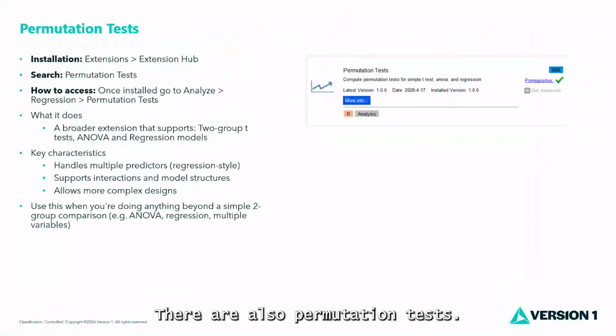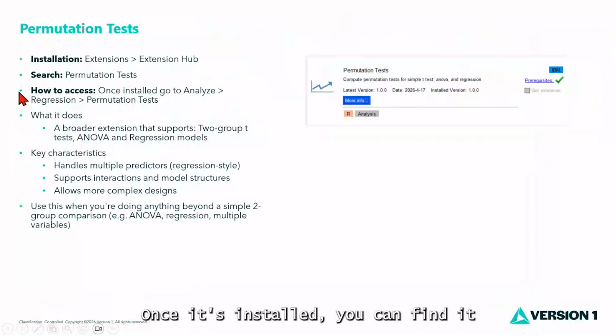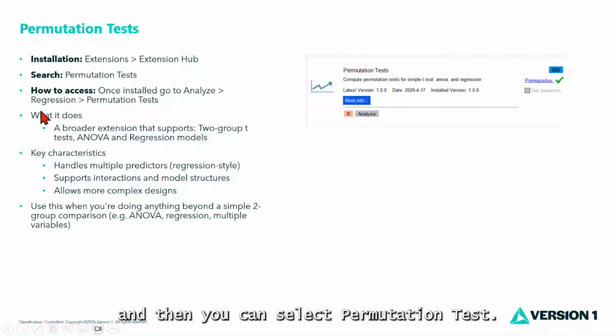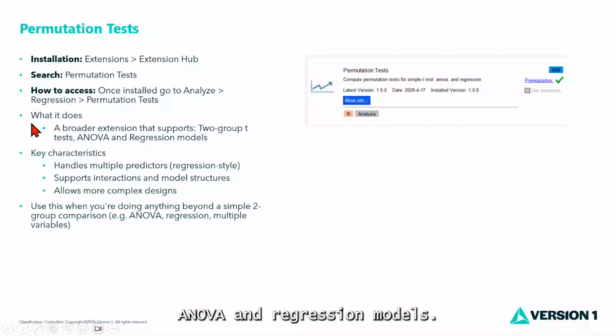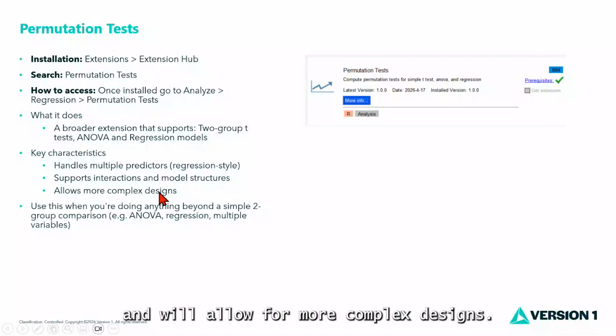There are also permutation tests. Again, you will need to install this, so go to the Extensions menu, select Extension Hub, do a search for permutation tests, click Get Extension. Once it's installed, you can find it when you go to the Analyze menu. You'll click on Regression, and then you can select Permutation Tests. Now, this is a broader extension that supports ANOVA and regression models. It also handles multiple predictors, supports interactions, and will allow for more complex designs.